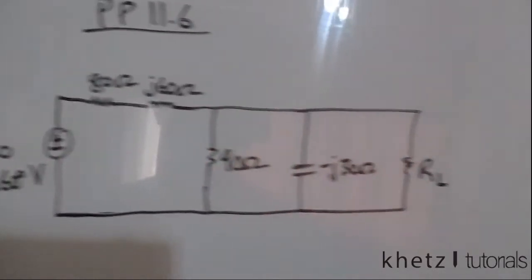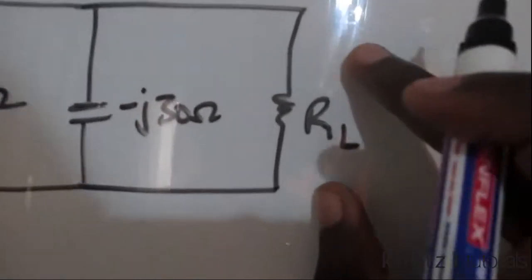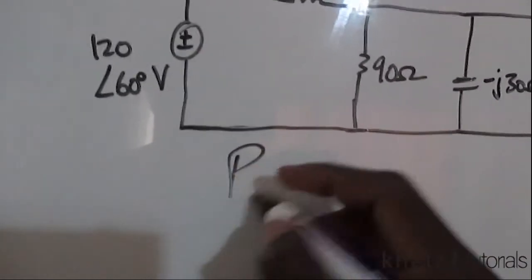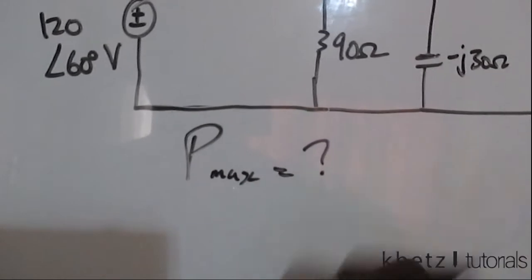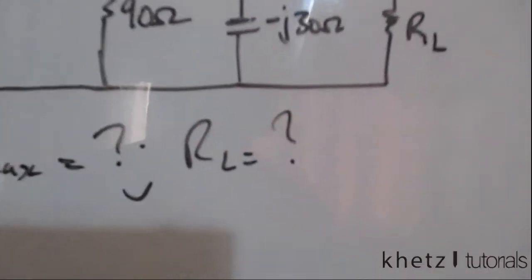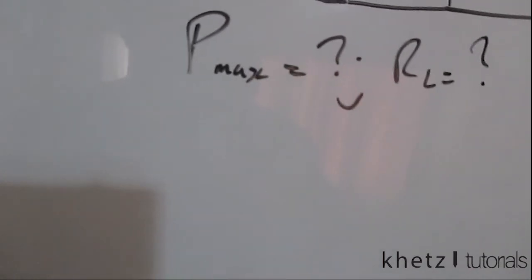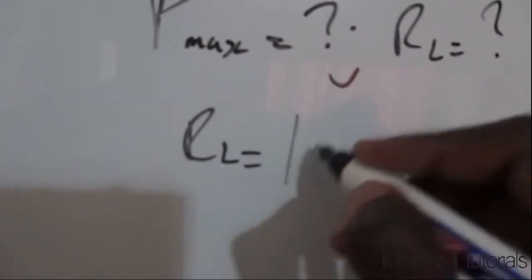We are told that this RL, which is a resistor, so a resistive load, is adjusted to absorb maximum average power. And we're asked to find the value of this maximum average power as well as the value of this resistive load. For a resistive load to absorb maximum power, we know that the value of the resistive load has to be equal to the magnitude of this Thevenin equivalent impedance.